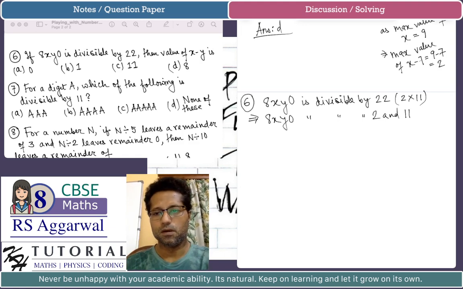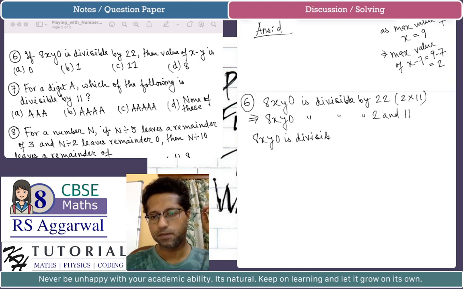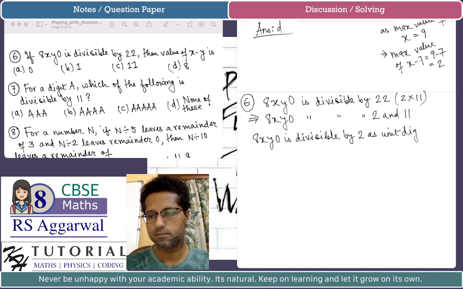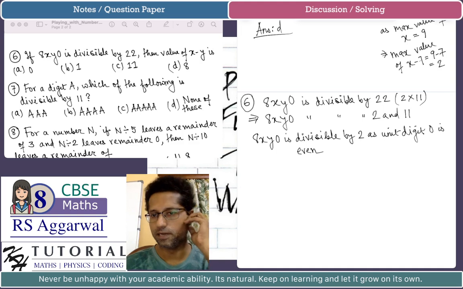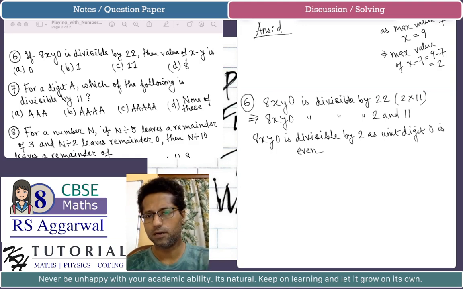Now we can clearly see that the number 8xy0 is divisible by 2 because the digit at the units place is even, that is 0. A number is divisible by 2 when the digit at the units place is an even digit, that is 0, 2, 4, 6, 8. So this number is divisible by 2. So one condition is satisfied, but this number must also be divisible by 11.